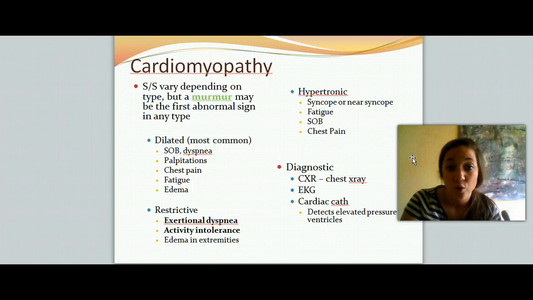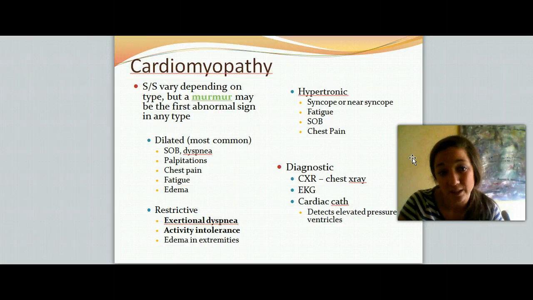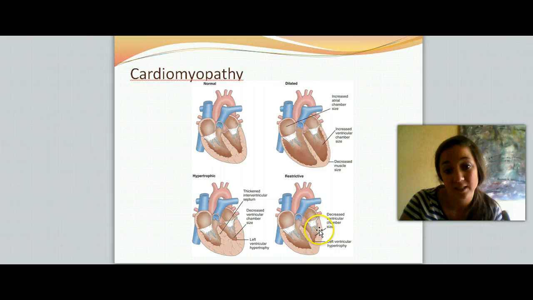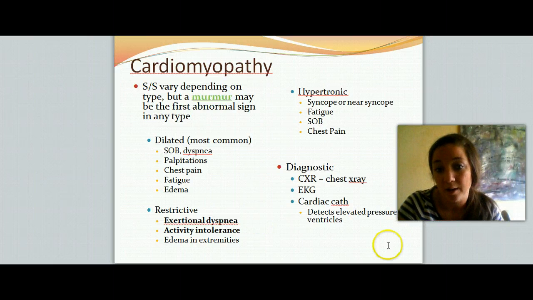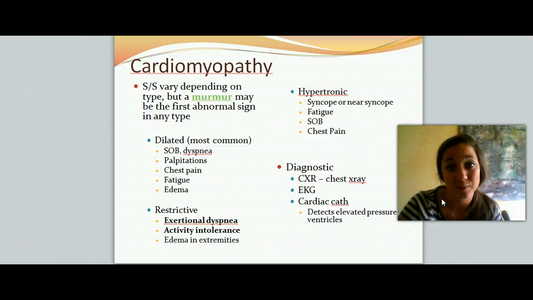With restrictive, they're going to have some exertional dyspnea, some activity intolerance, and maybe some edema in the extremities. Because with the restrictive, see, it's a disproportionate amount of blood that can fill within each chamber of the heart. And then as it's getting pushed out, it's just irregular. And so they're going to feel, especially whenever they're doing some kind of activity, really short of breath and not be able to complete tasks sometimes because of it.